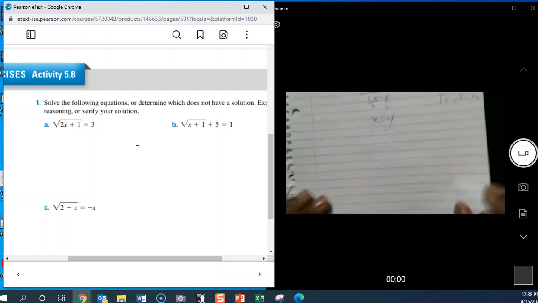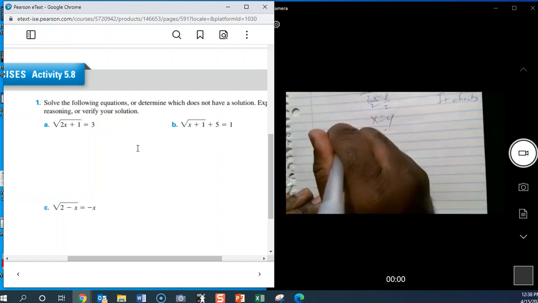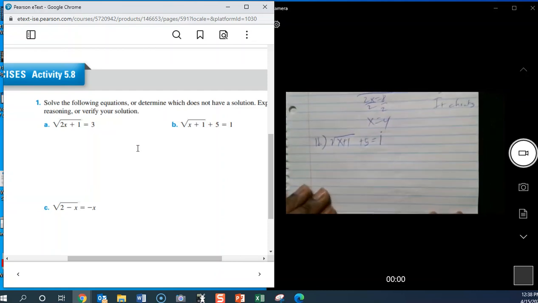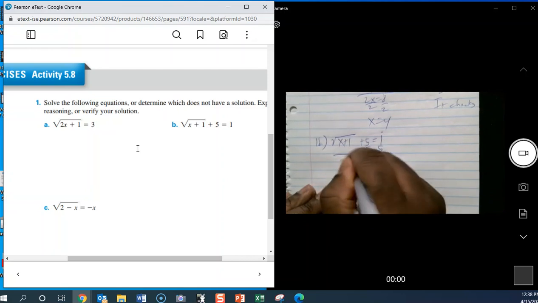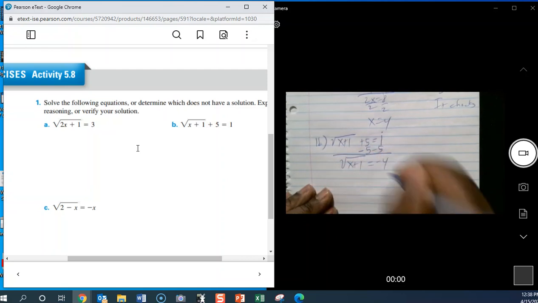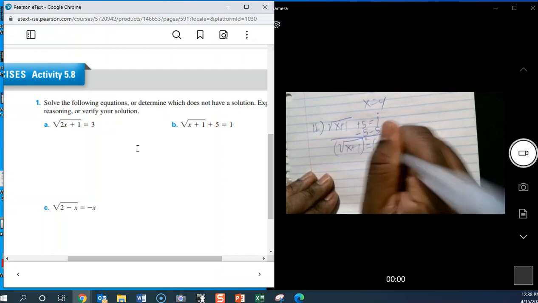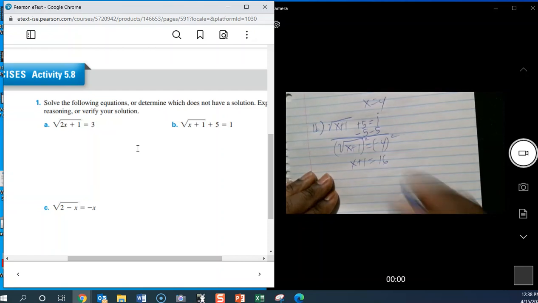All right, now we go to 1b. We have the square root of x plus 1 plus 5 on the outside equals 1. So we could subtract 5 on both sides. We have the square root of x plus 1 equals negative 4. We'll square both sides. And we have x plus 1 is equal to 16. Subtract 1 on both sides, and x equals positive 15.